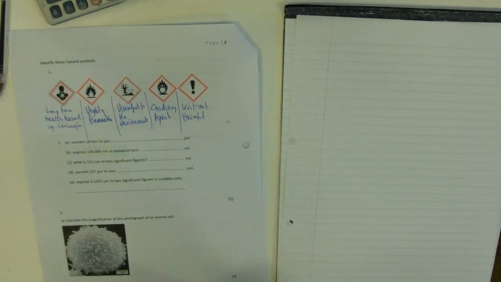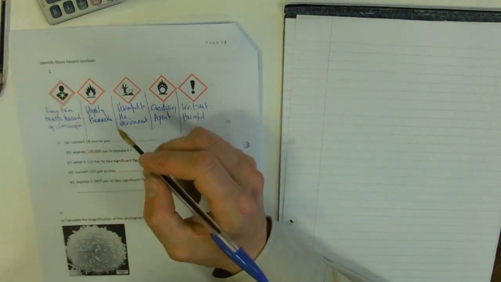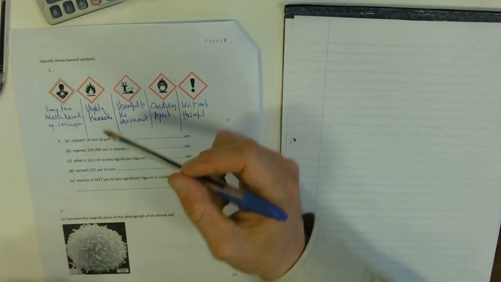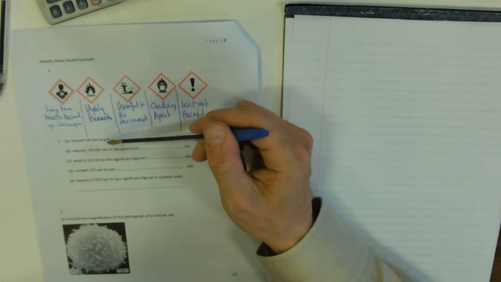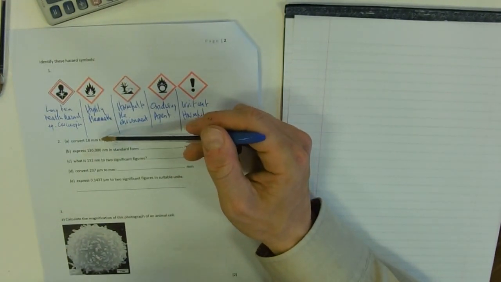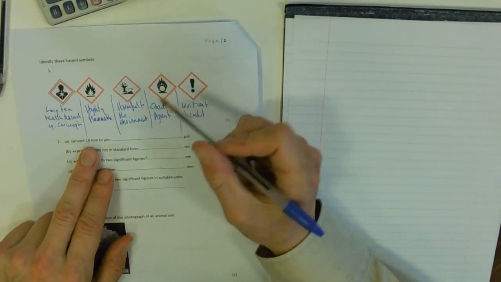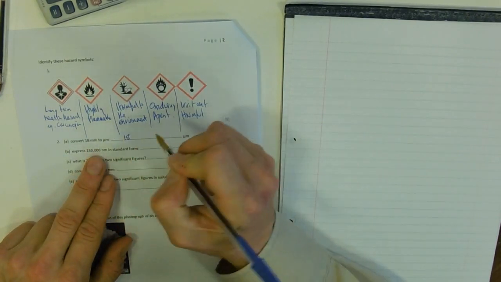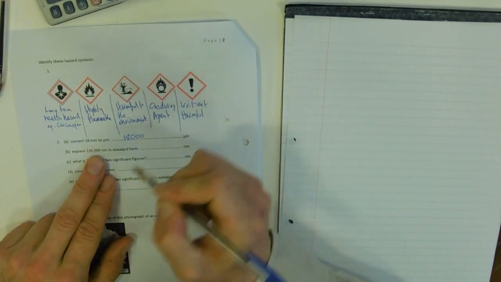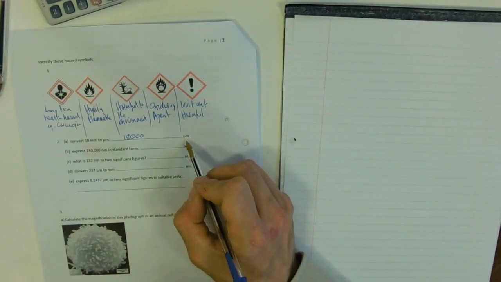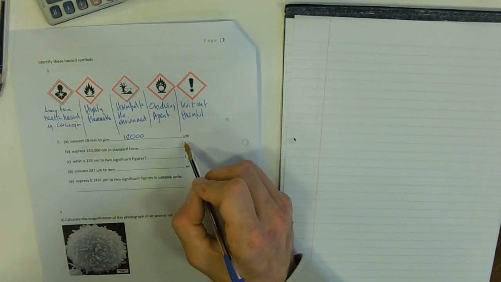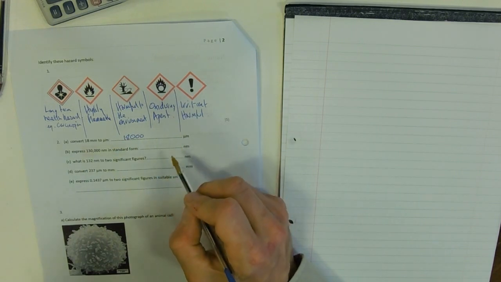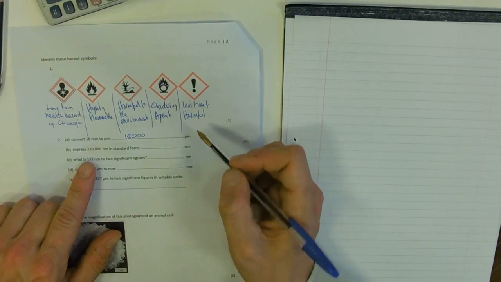Now we have some conversions. Convert 18 millimeters to micrometers. Well, there's 1,000 micrometers in a millimeter. So there's 18 millimeters, that's 18 times 1,000, which is 18,000. And we've got our micrometers symbol there, so I don't need to add any further units.